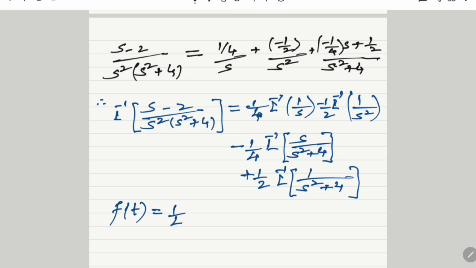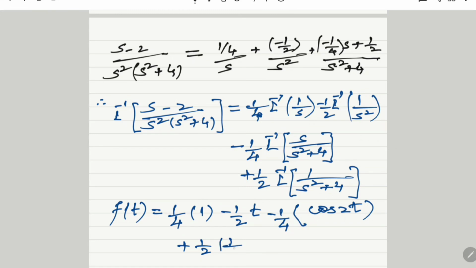1 by 4, inverse of 1 by s is 1, minus 1 by 2, inverse of 1 by s square is t, minus 1 by 4, inverse of s upon s square plus 4. Standard result, it is cos of at, a is here 2. Therefore, cos of 2t, plus 1 by 2. 1 by a is 2, therefore 1 by 2, sin of at, sin of 2t.